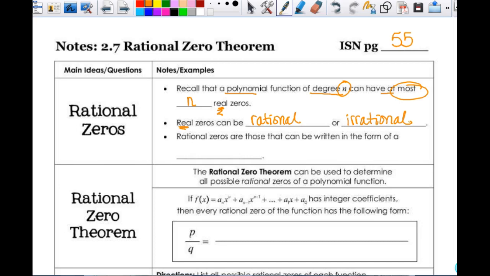But rational is just a different form of what word? What's the root of that word? Ratio or rate, right? They all go together. So what's a ratio in math? A fraction, okay? So if I can write the number as a fraction, as a comparison of two numbers, then it's a rational number. If I can't, then it's not. So what's an example of an irrational number? It's a number I can't write as a fraction.